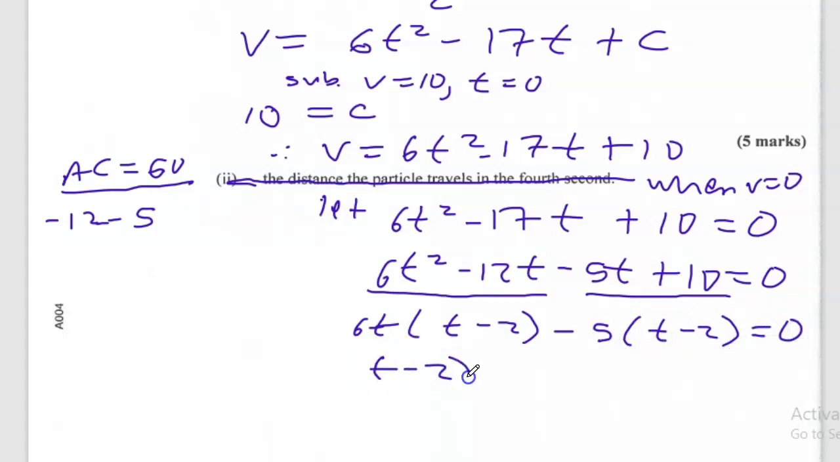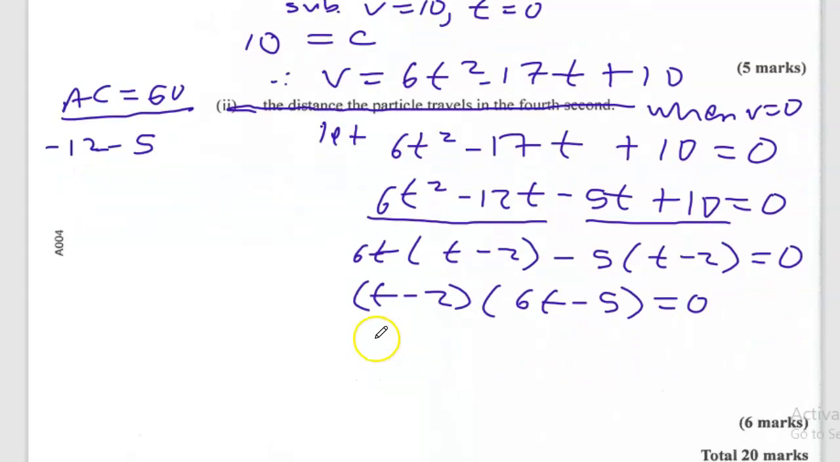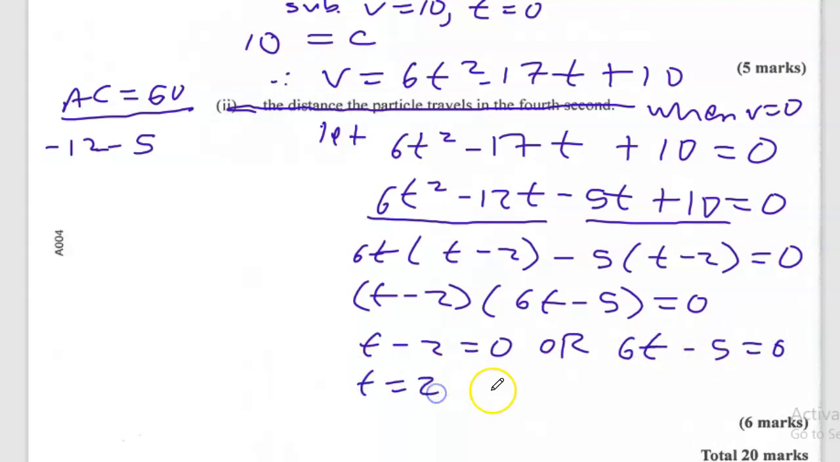So t minus 2 is our common factor. And we have 6t minus 5 equals 0. So we equate both of these to 0. So t minus 2 equal to 0, or 6t minus 5 equal to 0. So we solve. t equal to 2. So when t is 2, the particle was stationary. Also solve this. 6t equal to 5. Divide both sides by 6. So the particle was also stationary when t is 5 over 6.